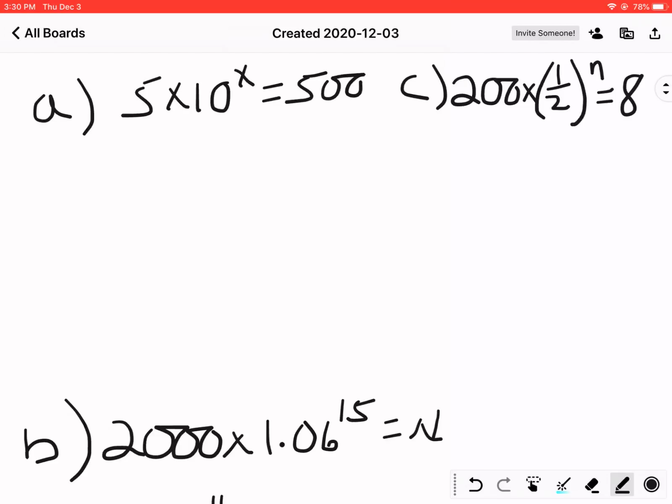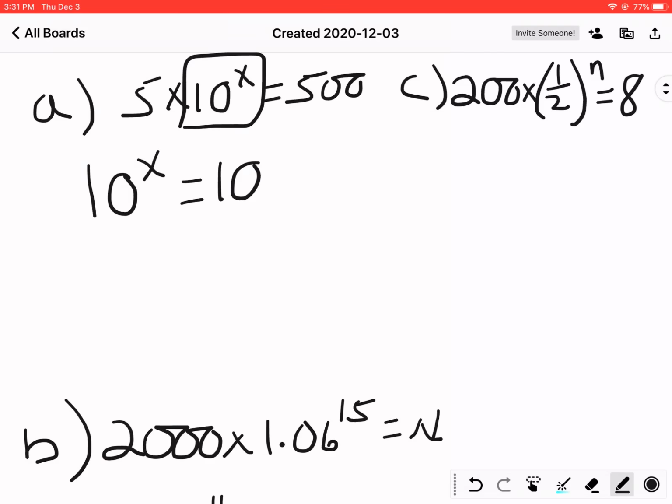All right, so here we have some questions with variables that are in different spots, and we have to solve these. In the very first one here, we have 5 times 10 to the exponent x equals 500. The most important thing at the start is to get this thing by itself. So we're going to divide both sides by 5, which makes 10 to the exponent x equal to 100. Well, guess what? That's a nice number. 10 to the exponent 2 is 100. We don't even need to use logarithms here.